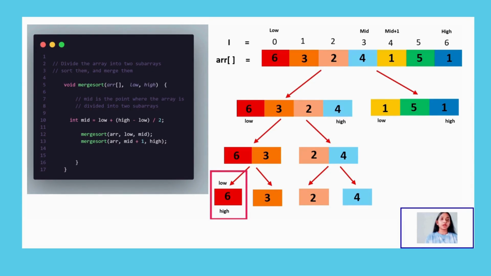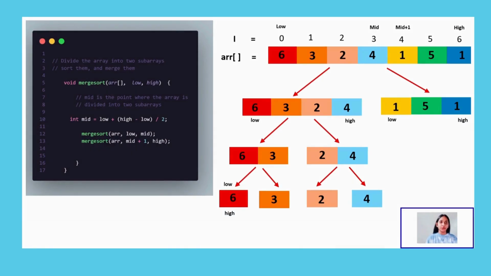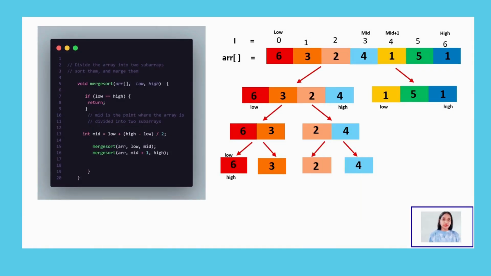And how will you come to know there is only one element in the array? When you reach the point where low and high both represent the same index or point to the same element, it means there is only one element left in the array, and a single element is always sorted. So let's add that condition here. If low is equal to high, then return.